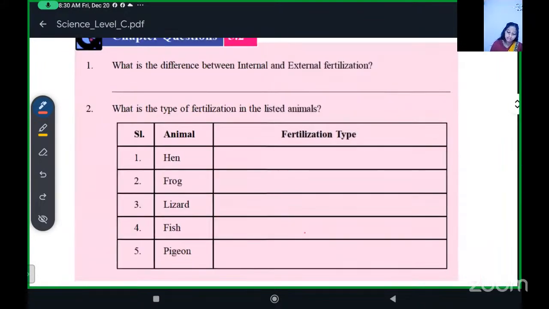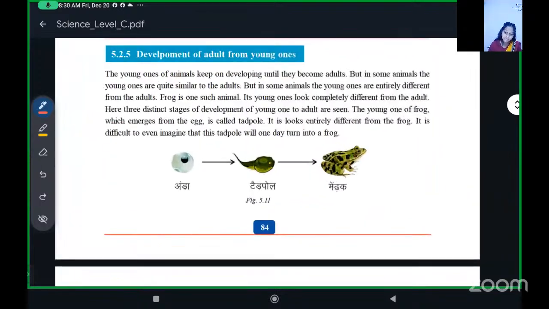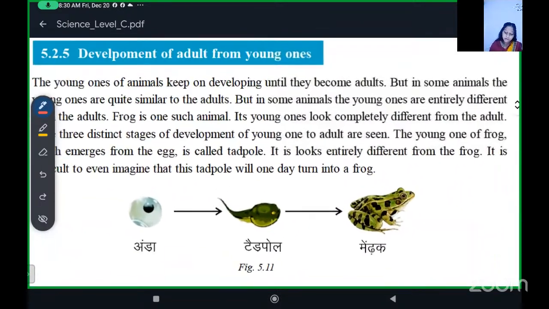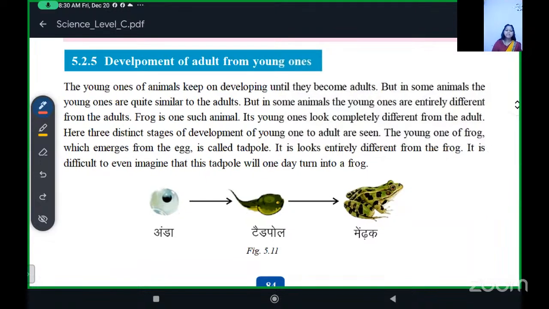Now, development of adult from young one. The young ones of animals keep on developing until they become adults. In some animals, young ones are quite similar to the adults, but in some animals, the young ones are entirely different. This happens in the frog. The young one looks entirely different from the frog. So the three different stages from young one to adult are seen in the frog.